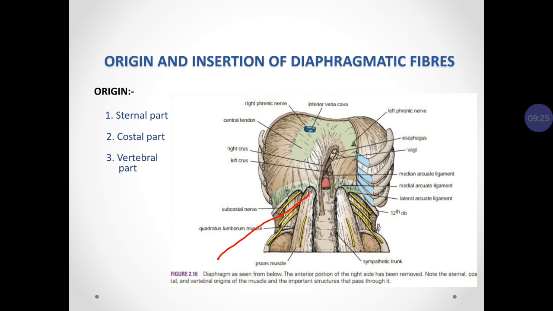Lateral to it comes the lateral arcuate ligament. So the lateral arcuate ligament extends from the tip of the transverse process of L1 vertebra and then goes to the inferior border of the 12th rib. This is all about the origin of the diaphragmatic fibers from the vertebrae.